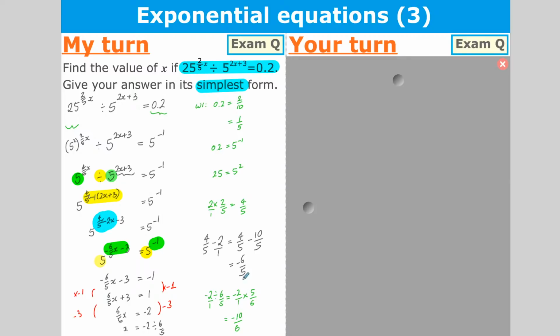6. And this simplifies. We can divide top and bottom by 2. It's negative 5/3. X is equal to negative 5/3. And we're done.